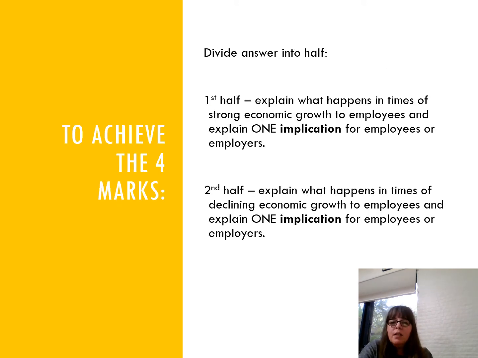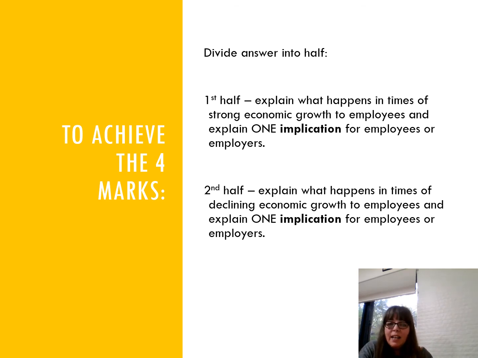Okay, just a little hint on answering the question. It was worth 4 marks. So how would you get 4 marks? So let's divide the answer into half. In the first half, explain what happens in times of strong economic growth to employees and explain one implication for employees and employers. So strong economic growth means this happens with employees. For employees, this means this. For employers, it means that.